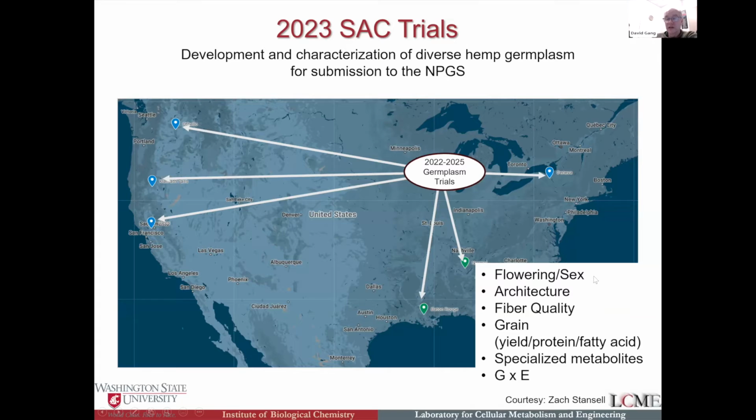We're looking at traits such as flowering time, sex determination, plant architecture, fiber quality, grain quality, such as yield, protein content, fatty acid content, and profile and diversity, and specialized metabolites such as terpenes and cannabinoids. And we're also very interested in this G by E connection, genetics by environment. If we grow the same things in these different regions, which are very different from each other across the nation, what do we see in terms of the results? Very interested to see how that all pans out over the years.